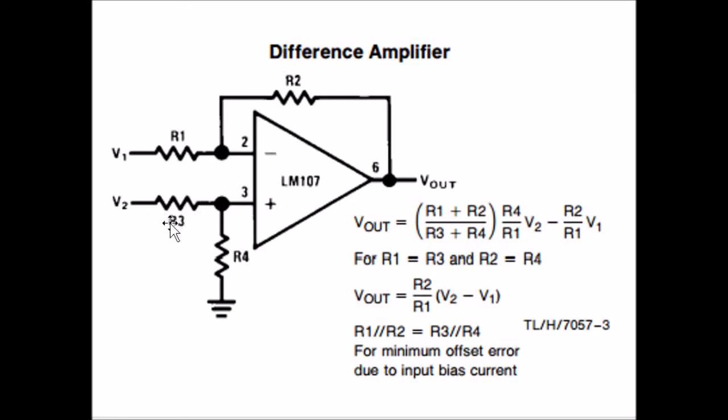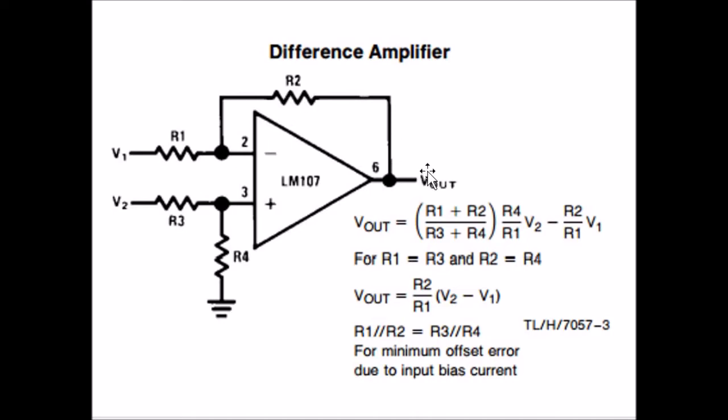Now let me give a small description. V1 is the inverting input through resistor R1. V2 is the non-inverting input through resistor R3, and R4 is the ground resistance. V out is across the sixth pin, and R2 is the feedback resistor. Now we want to get the output V out.